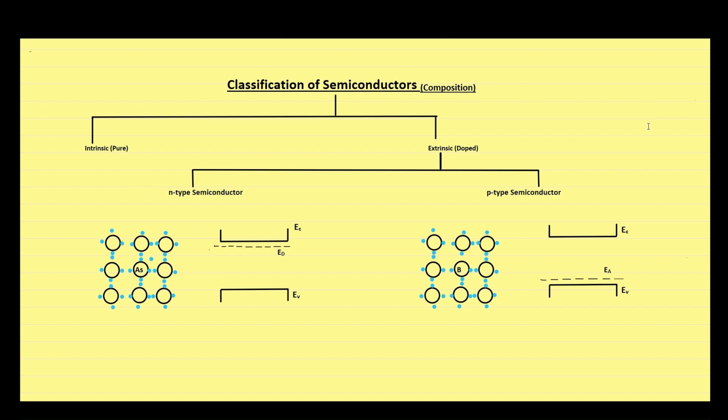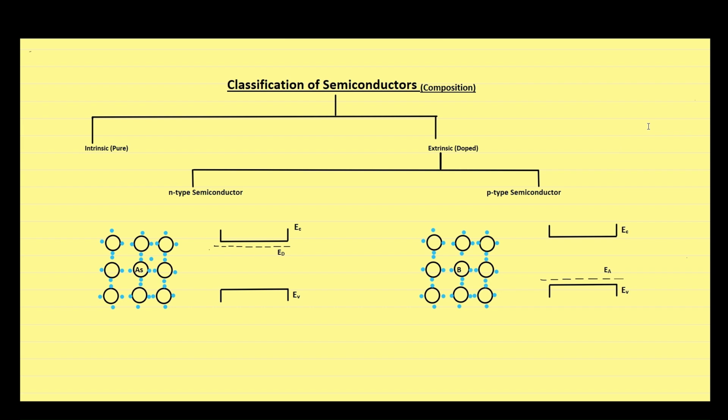Hi everyone, we have got a general idea about what semiconductors are and how they are different from insulators and metals. Now we will study different types of semiconductors. The first classification is based on the composition of the semiconductors and can be divided into two categories, namely intrinsic and extrinsic semiconductors. Intrinsic semiconductors are also known as pure semiconductors. These semiconductors have low conductivity. Pure silicon and germanium are common examples.